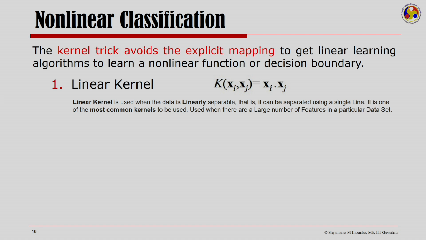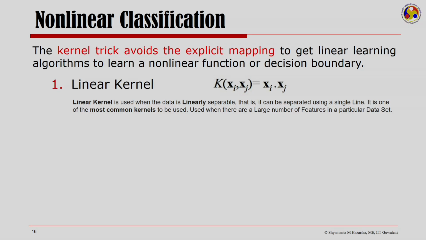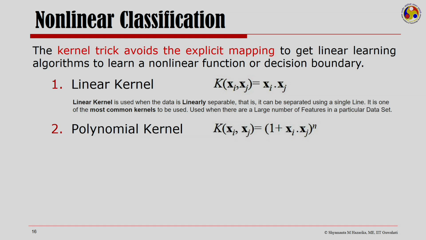Now, linear kernel is used when the data is linearly separable. That is, the data is something like the example that we saw in the lecture today. We can separate the plus and the minus using a single line. Now, the linear kernel is one of the most common kernels to be used. Linear kernels are also something that can be used when there are a large number of features in a particular data set. The second kernel is called the polynomial kernel.